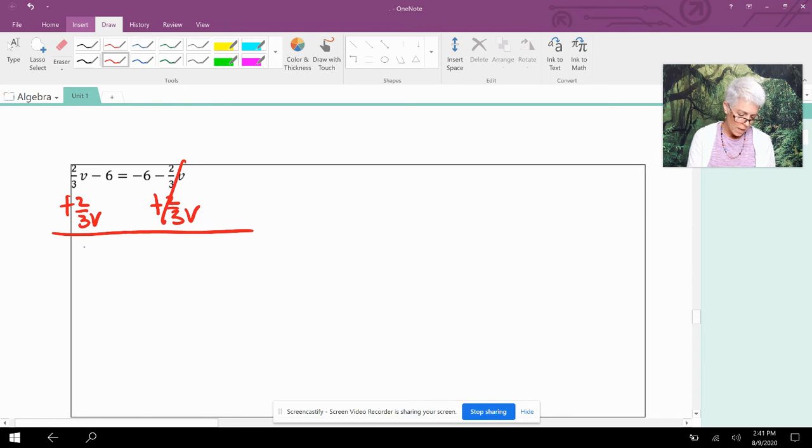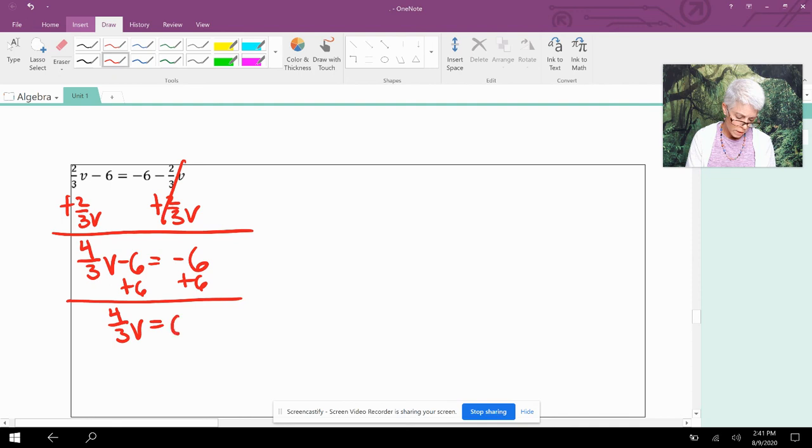So this cancels. I have 4/3 v minus 6 equals -6. All right. I am going to go ahead and move the 6. I could clear the fraction right now first, so just letting you know I could do that. It doesn't matter what order in this situation. So I'm going to go ahead and add 6 to both sides. 4/3 v equals 0. Okay, now to clear this fraction, I'm going to do the reciprocal.